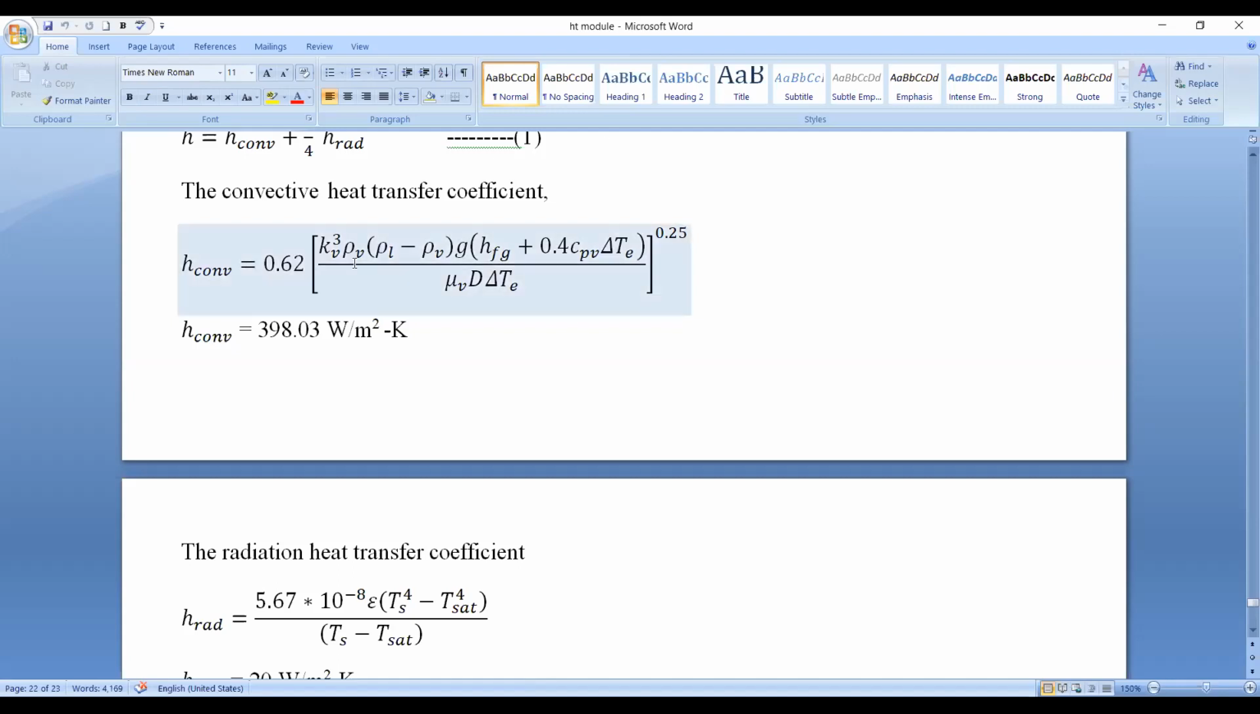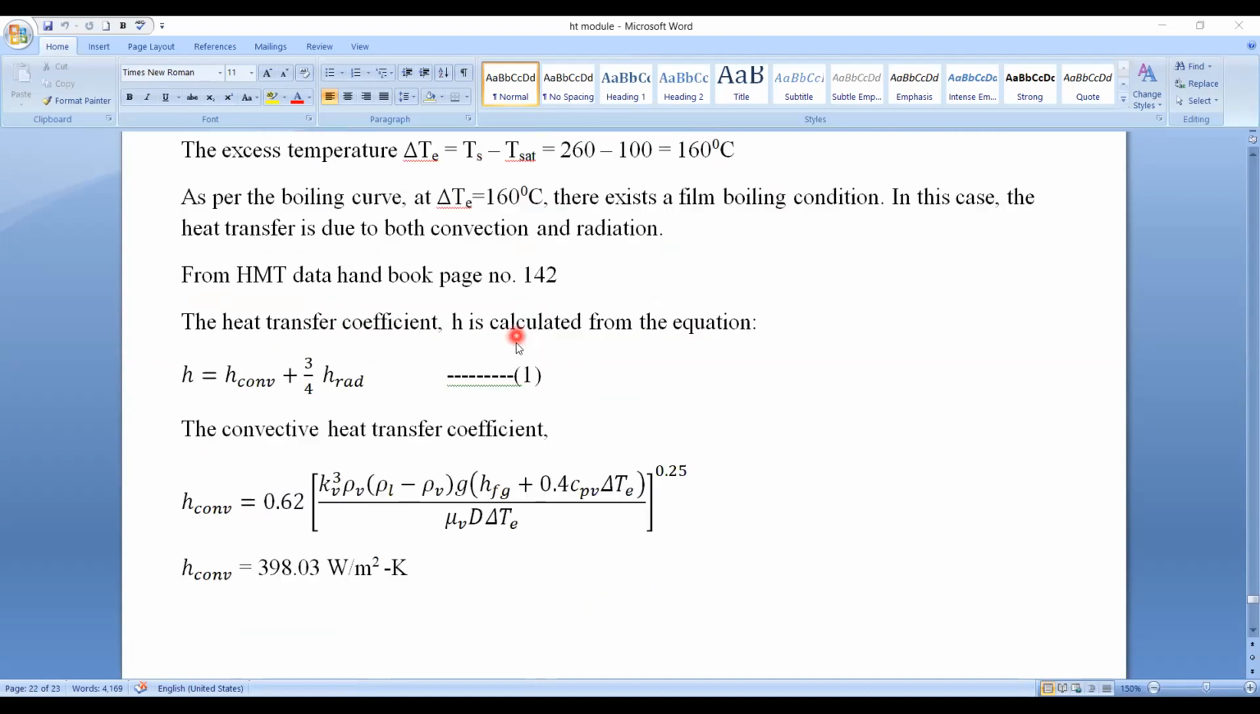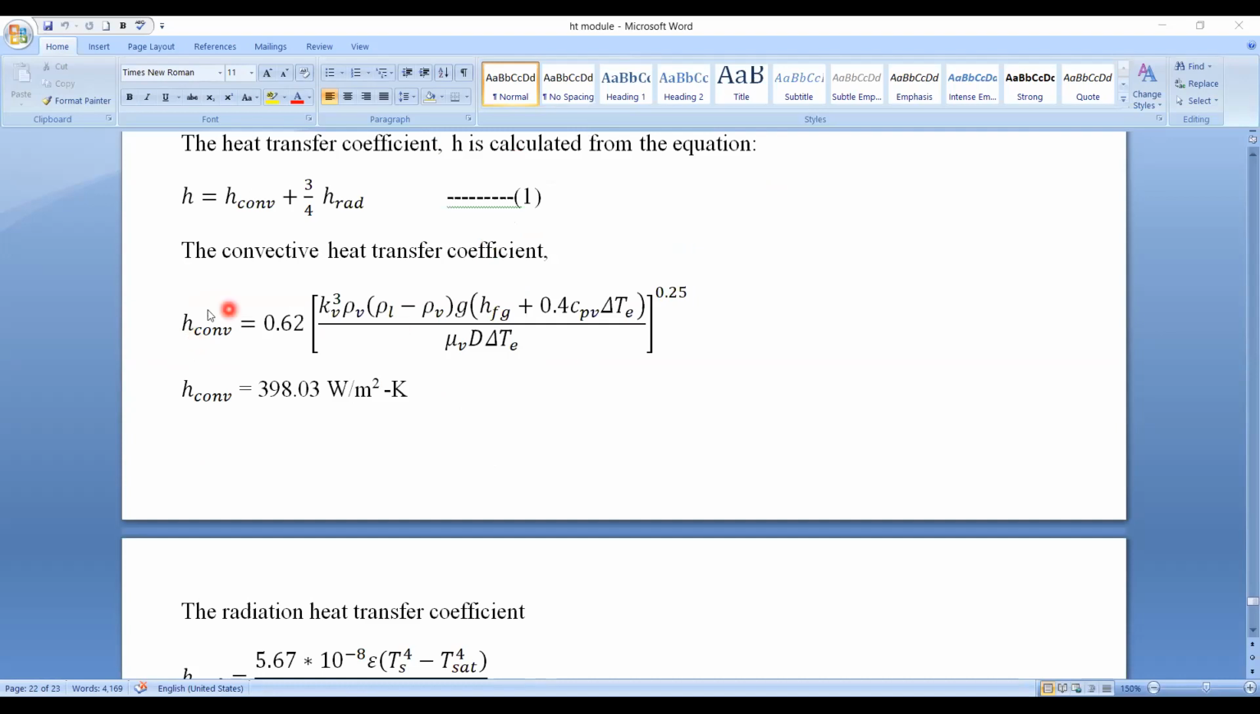Here the important thing is how perfect you are in calculation. I'm repeating again and again, don't feed the entire data at a time. Do the calculation in parts. Okay, fine. Now H convection equals 398.03 watt per meter square kelvin. So I hope this is clear. I have copied all the values. These are the various values; substitute in this equation and get the value of the heat transfer coefficient for convection.